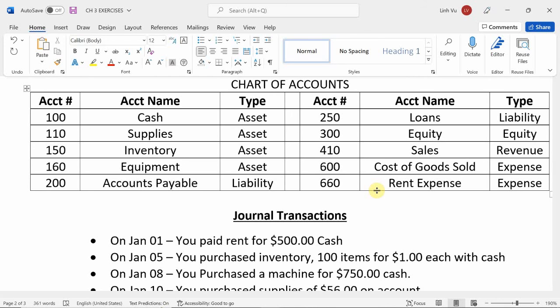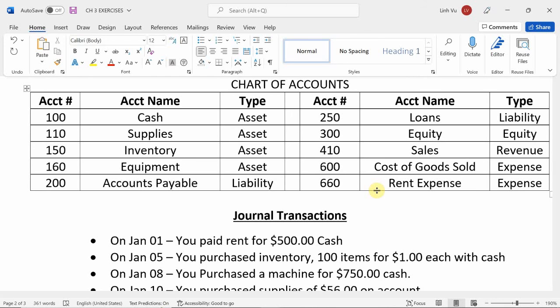Yes, I do. Account number 100. Do I have anything in rent? Rent expense. You have rent expense, account number 660. So perfect. I have all the accounts that I need.